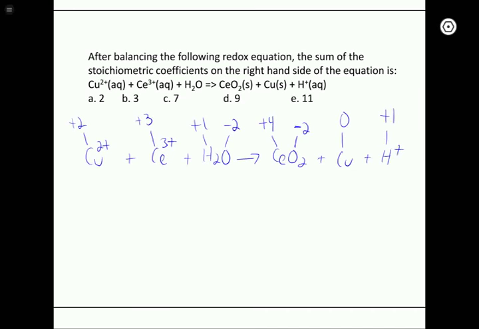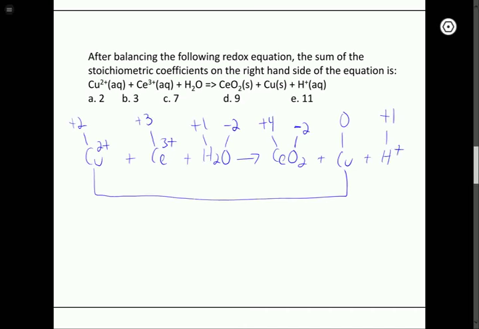If we go ahead and write out the tie lines and figure out which ones are changing, copper is going from +2 to 0. So that's a 2-electron process, changing its oxidation number by 2. And then cerium is going from +3 to +4. So this is a 1-electron process. The oxidation number is changing by only 1.